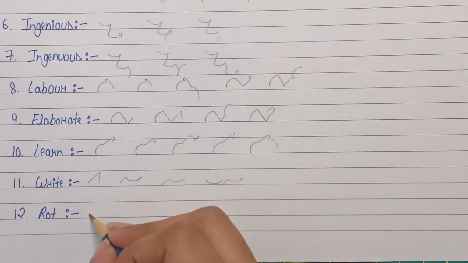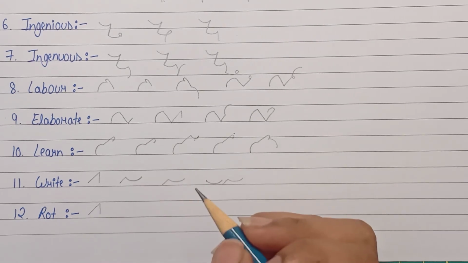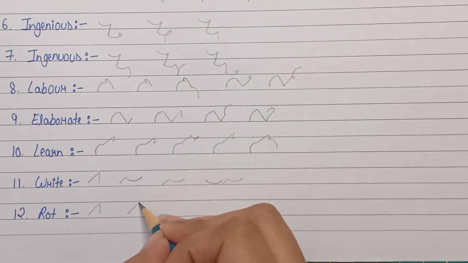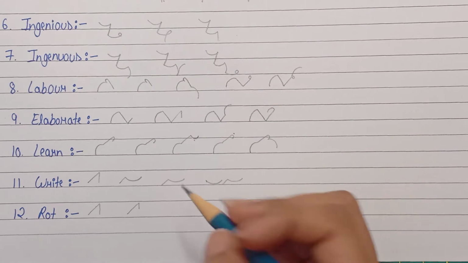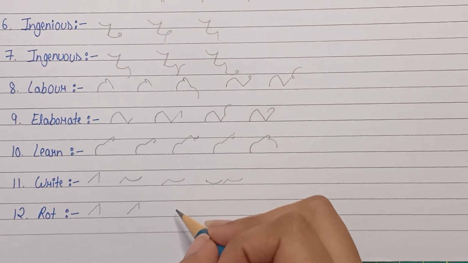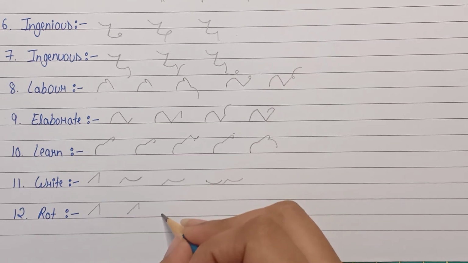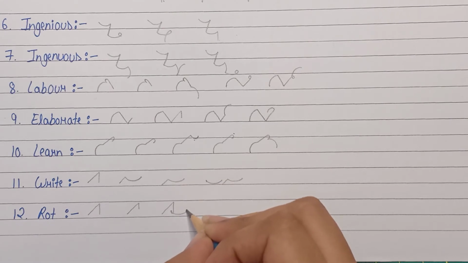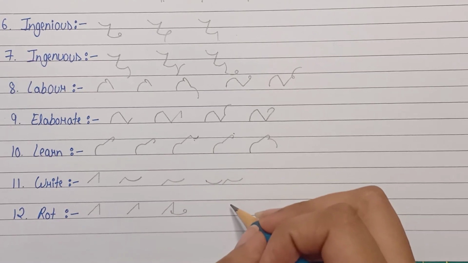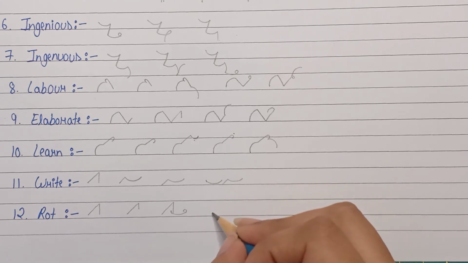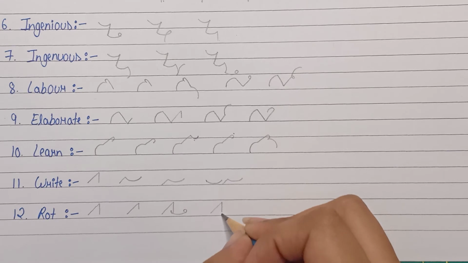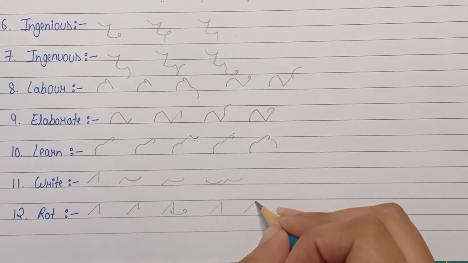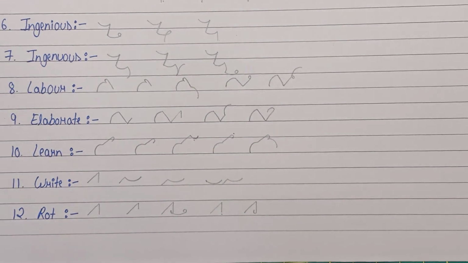Wrote. R T wrote. Next is rotate. Then R and half length of T. Rotate. Rotatedness. Rotated and ness. Rotatedness. Rotation. R T and shun suffix. And rotten. R T N. Rotten.